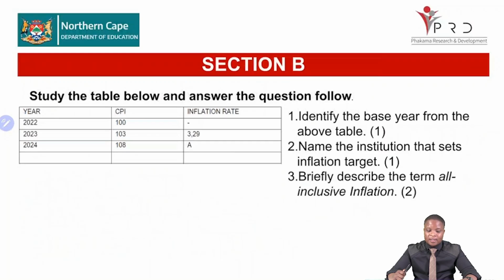Let's move to the next data response question, right? So you have the table and then there are questions that follow. You'll answer the questions. You are given 8 minutes to complete the activity. Then we look at the marking guideline.